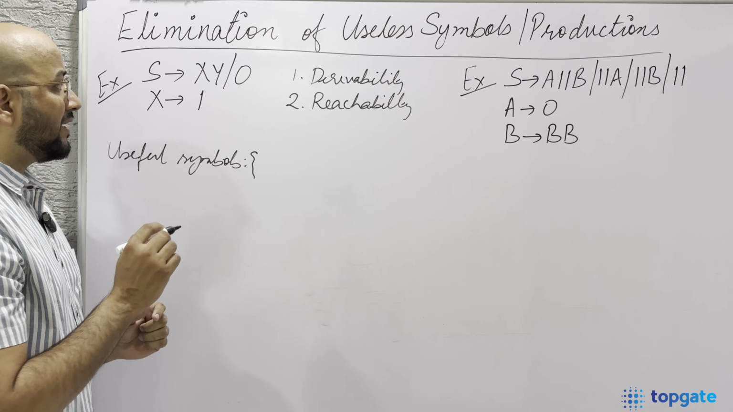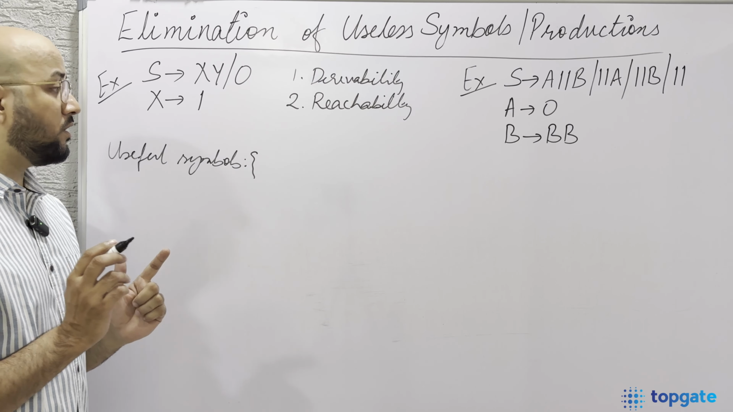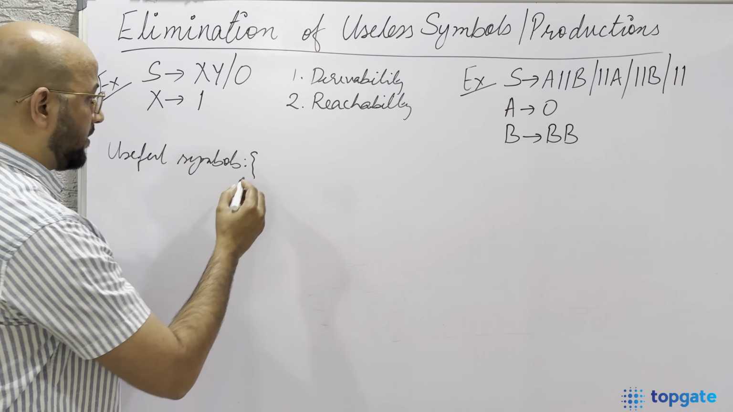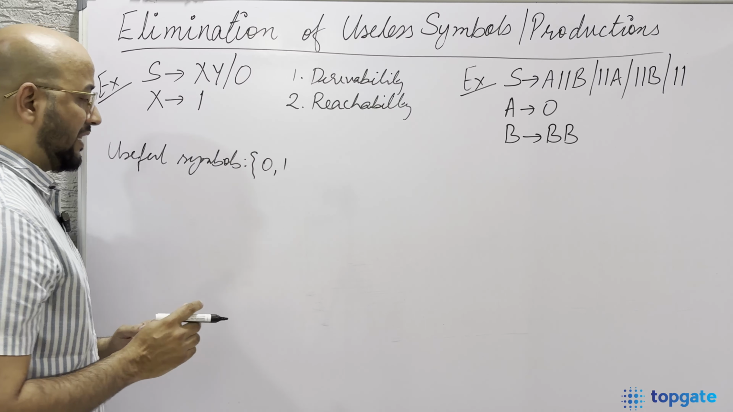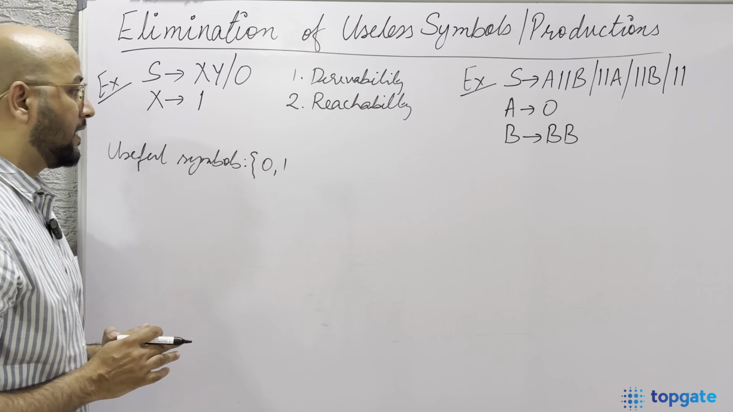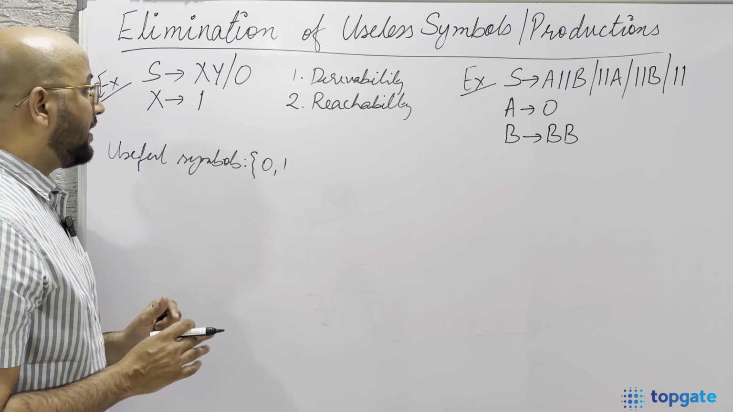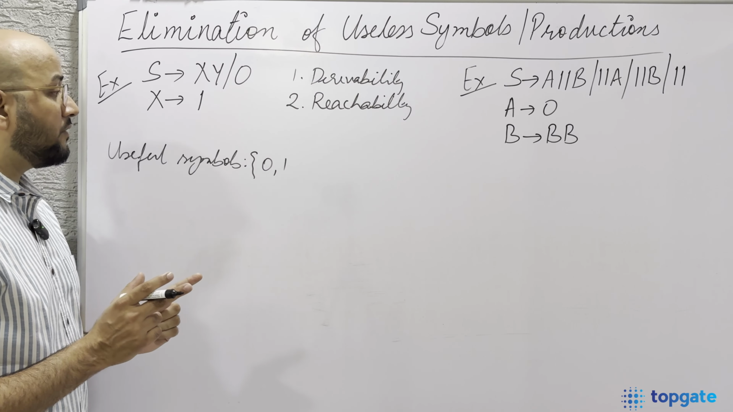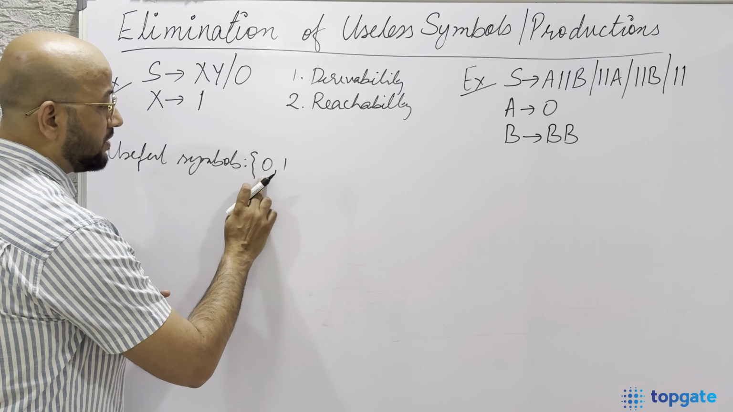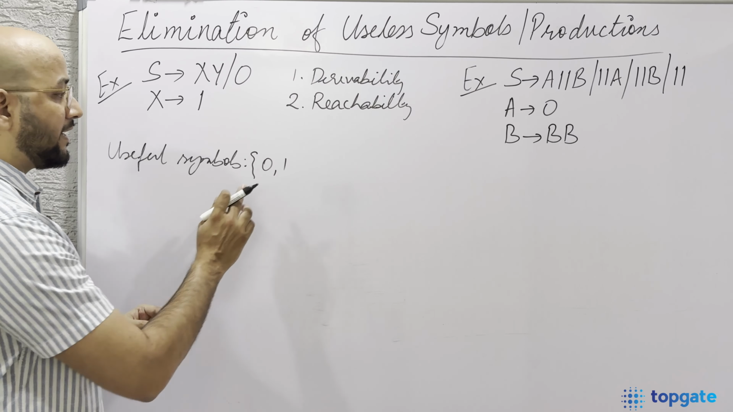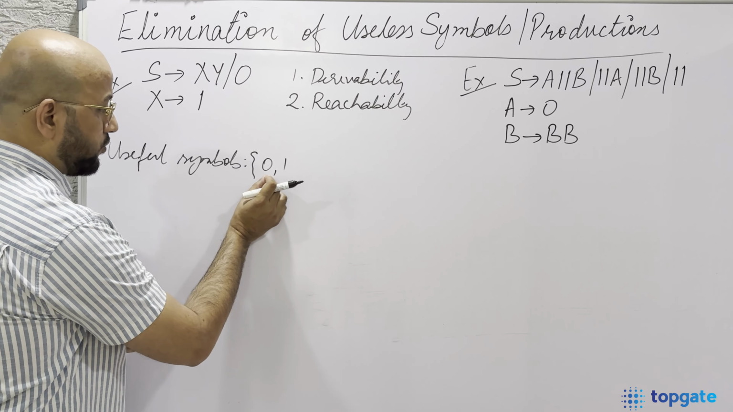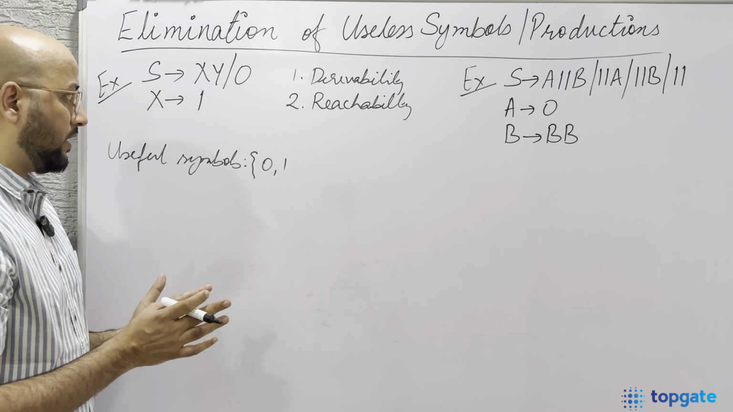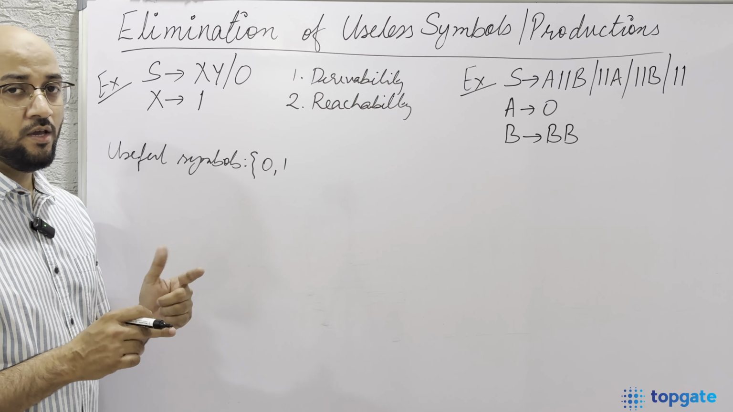First of all, the terminals, all the small letters, will always be useful symbols. That means we have 0 and 1, the terminals here. So 0 and 1 will become my useful symbols. Clear? Now in the second step, I'll try to find those variables on the right hand side of which we have a combination of these useful symbols. Like on the right hand side, if we can get 0, or we can get 1, or we can get any combination of 1 and 0 only, those variables will also become my useful symbols.